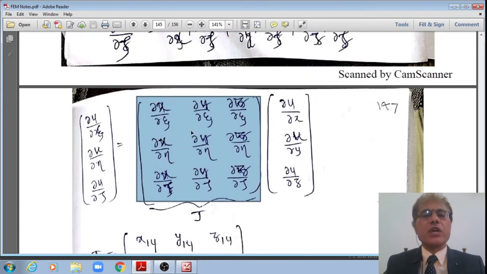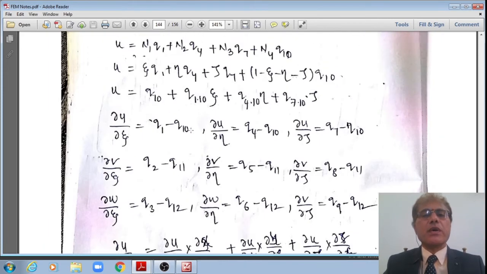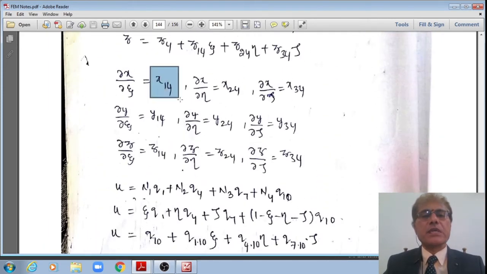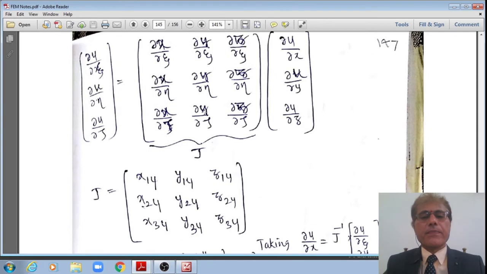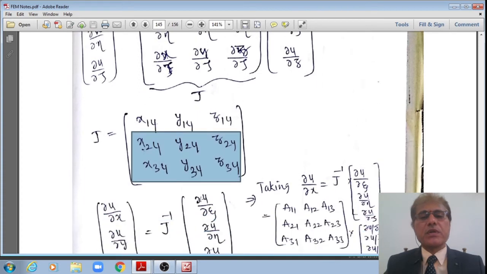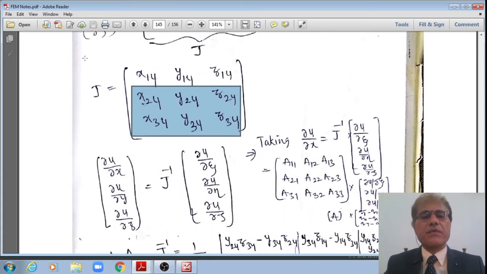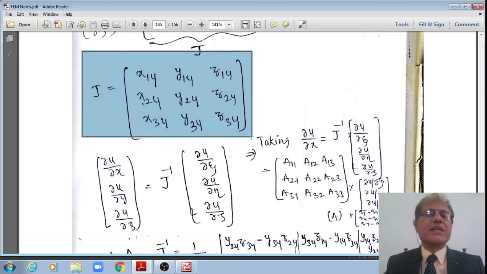However, we already know what dou x by dou xi is. Just now we have already seen here that dou x by dou xi is nothing but x14, dou x by dou eta is equal to x24, and dou x by dou zeta is equal to x34. Now I'll just substitute those values. In a similar fashion, if I substitute the others, I'll get the first row as x14 y14 z14, and then the other two rows as x24 y24 z24 and x34 y34 z34. This is what the Jacobian of transformation is, a constant matrix.